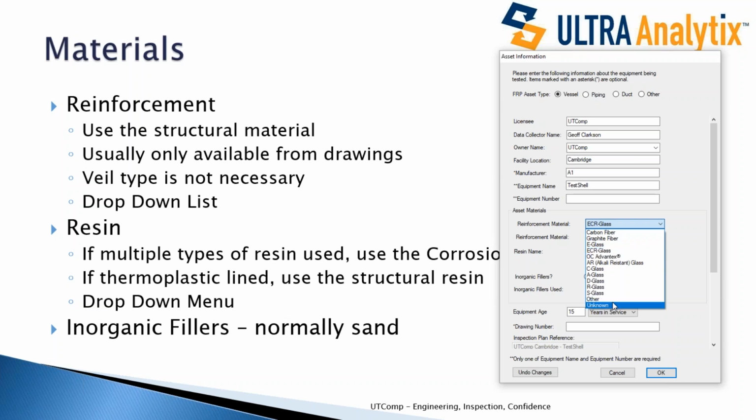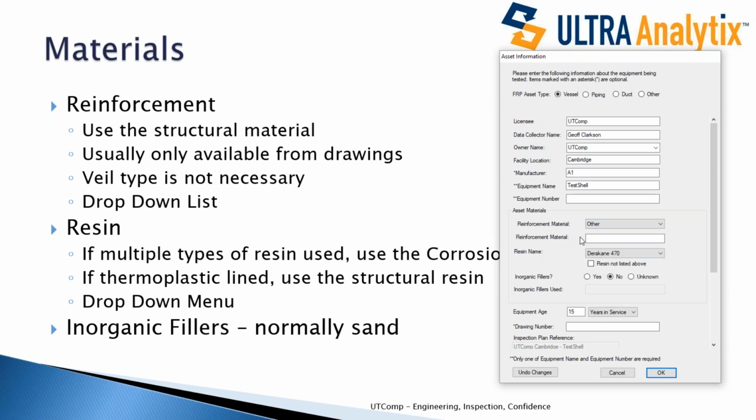There's a pull-down menu for reinforcement material, and we can select what reinforcement material was used. Chances are, in a lot of cases, it will be unknown, but we might know what kind of fiber was used. It might have been carbon fiber, might have been E-glass or ECR glass or Owens Corning Advantex. Or it may be some other, at which point we would click on that.